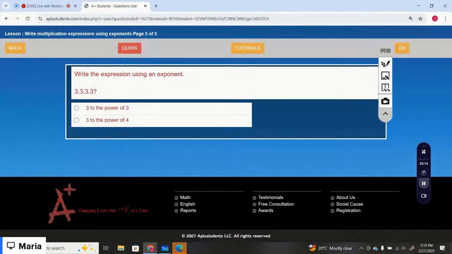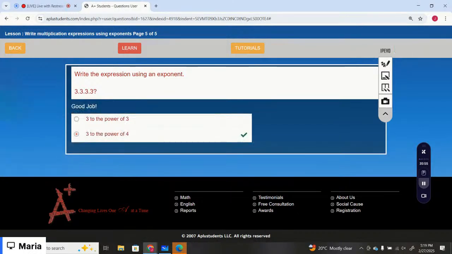Write the expression using an exponent. That is 3 to the power of 4. Option number 2 is the correct option.